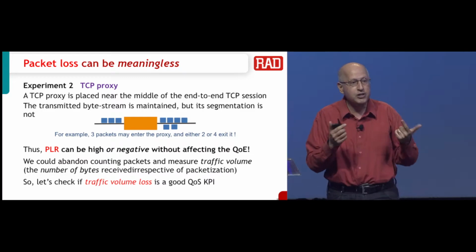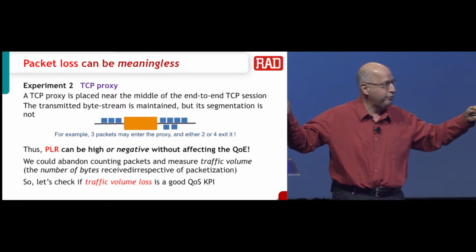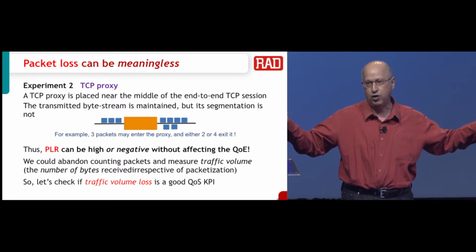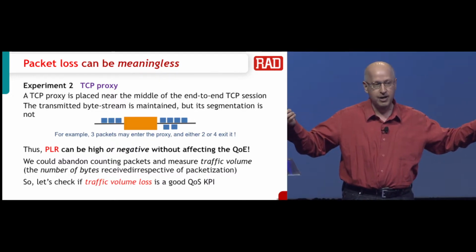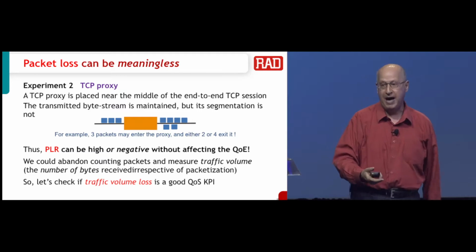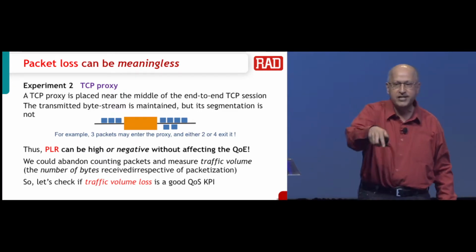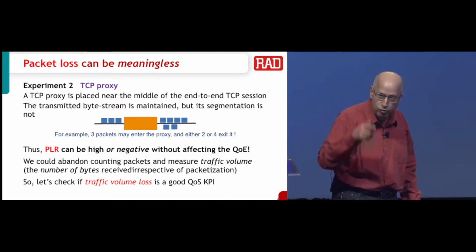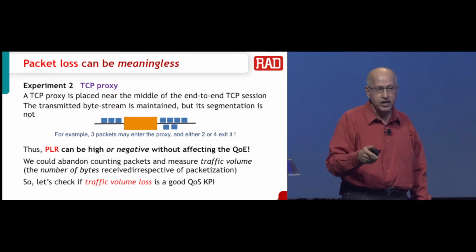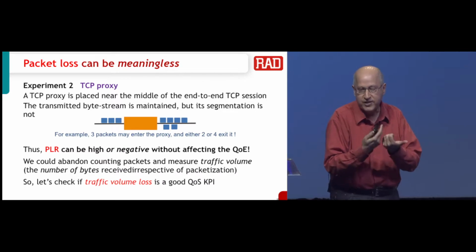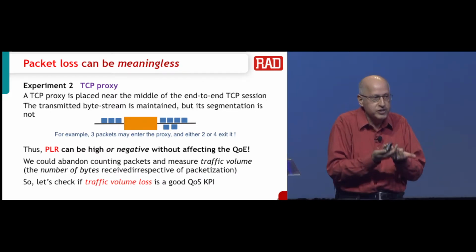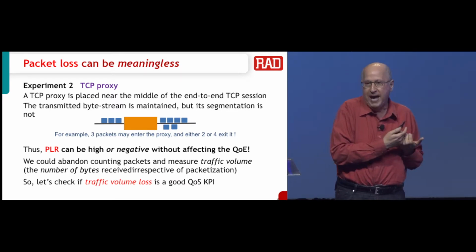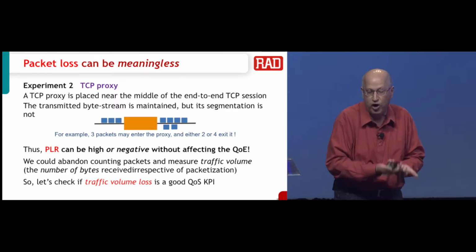So notice that if you measure packet loss over the end-to-end path, if 3 went in and 4 came out, you actually have negative packet loss, whatever that means. And if 3 went in and 2 came out, then you have high packet loss. But what is the TCP proxy doing? It's reducing your delay. It's improving your quality of experience. So if you have packet loss because of the TCP proxy, it's because the quality of experience has been improved. If you take it out, there's no packet loss, but the quality of experience is worse.